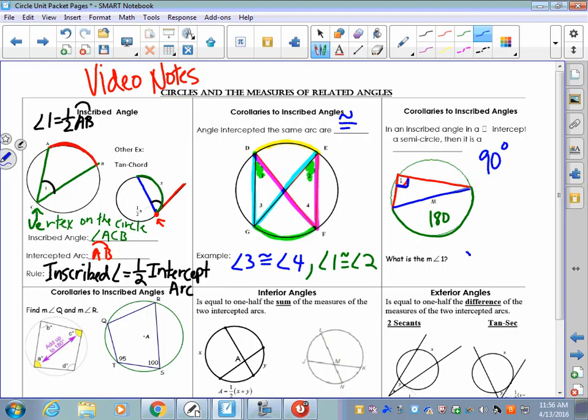What is the measure of angle 1? 90 degrees.